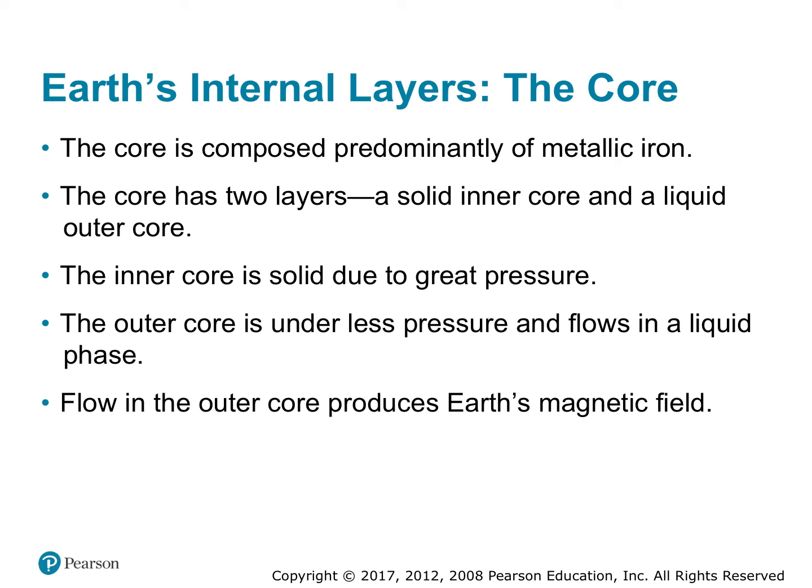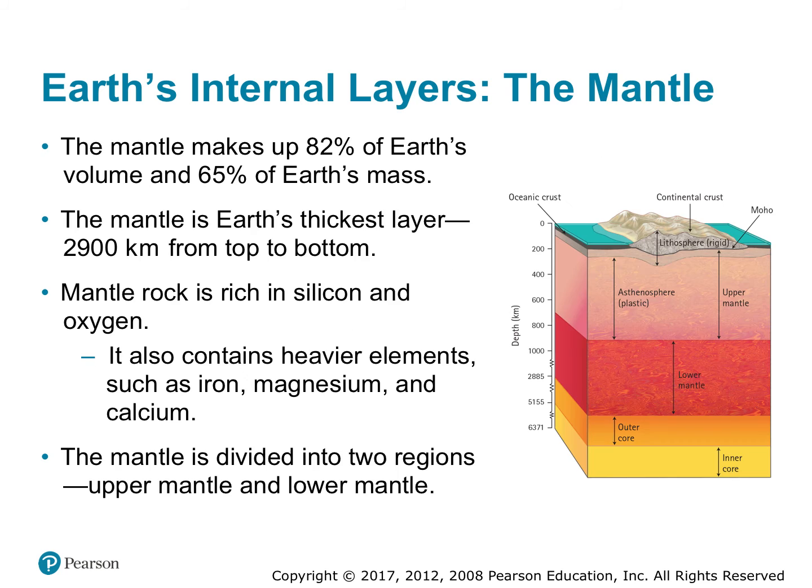Anyway, that's generated in the outer core. Now we can look at the structure of the different layers. The mantle makes up 82% of the Earth's volume and 65% of the Earth's mass. So the mantle is by far the largest part of the Earth's structure, and it's also the thickest layer, about 2,900 kilometers from top to bottom.